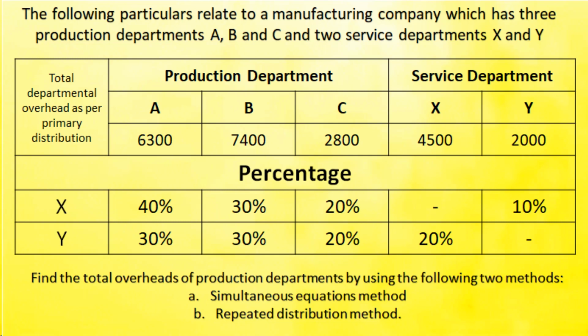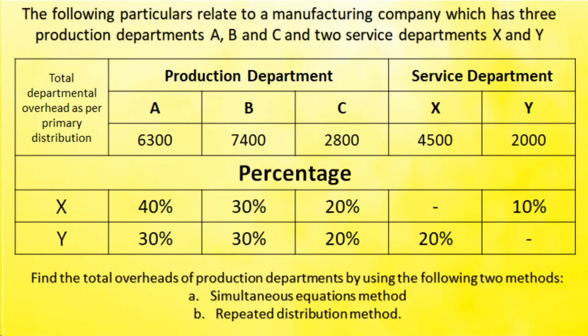They have given the percentage. This percentage is for the repeated distribution method. For the simultaneous equation method we will use our equation. But for the repeated distribution method, we need certain percentages. So that's why they have given the percentage. Now let us see how to solve the problem.